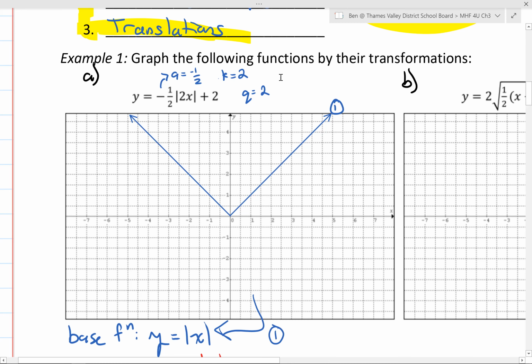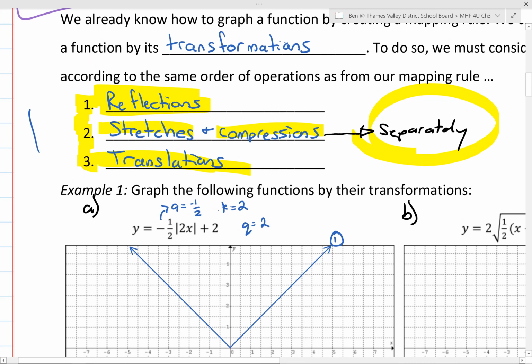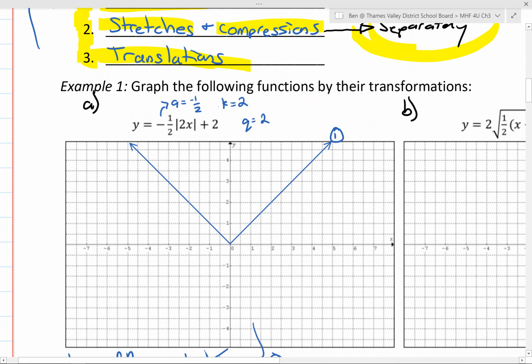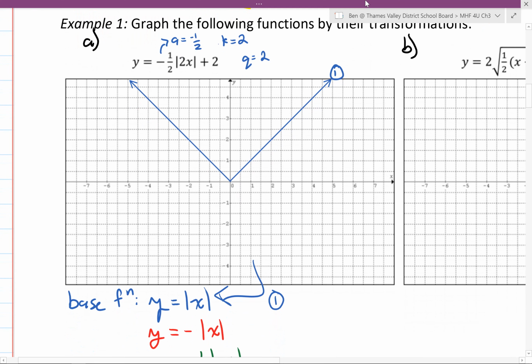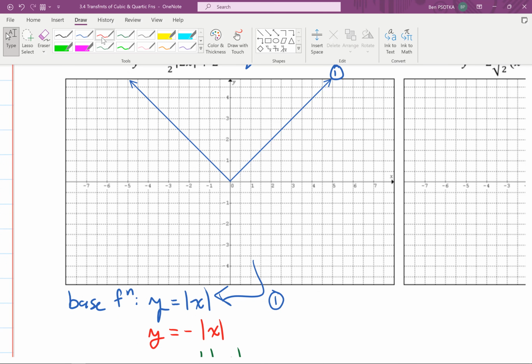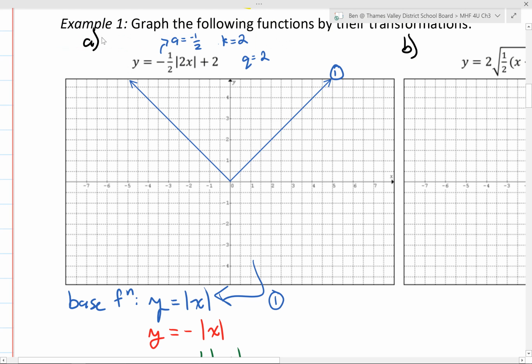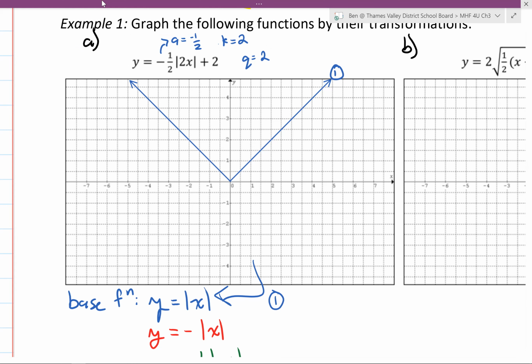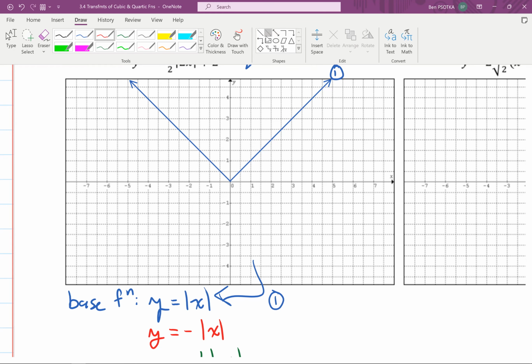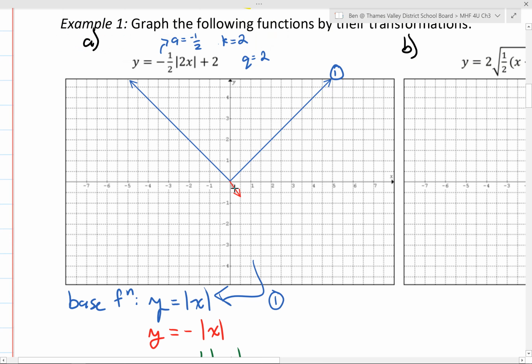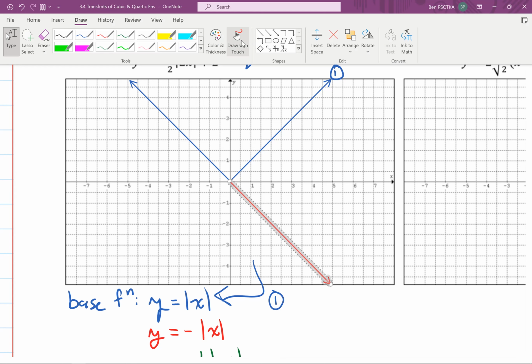That is our base function down here. Now, next, according to our order up here, we're going to work with our reflections. So here, there is one reflection. It's a vertical reflection, a reflection over the x-axis. So here, I'm going to work with exactly the same points and exactly the same shape on my function, except this time it's going to be going in the opposite direction because it has been reflected over my y-axis.